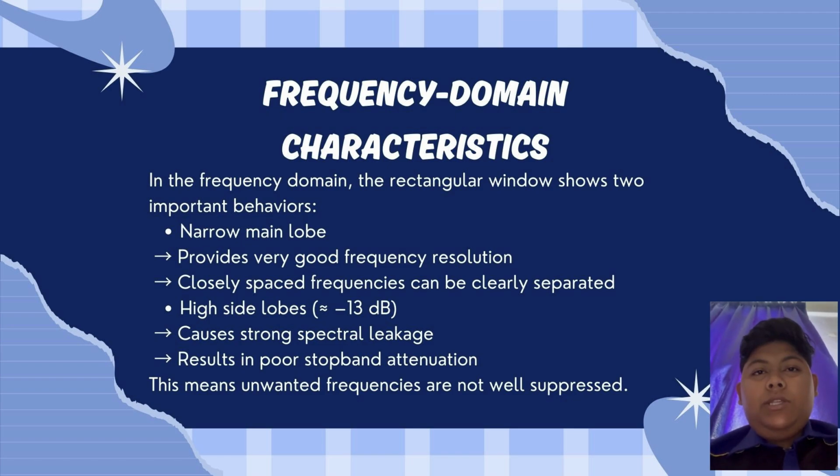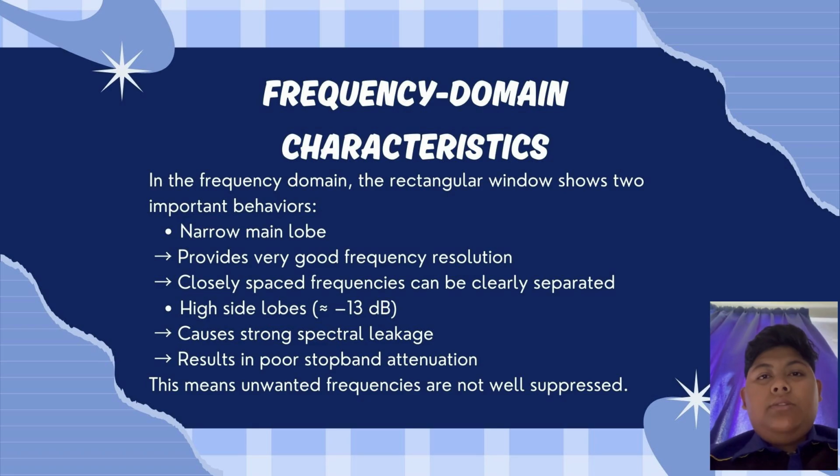Frequency domain characteristic. In the frequency domain, the rectangular window shows two important behaviors. Narrow main lobe provides very good frequency resolution. Closely spaced frequencies can be clearly separated. High side lobes, negative 13 dB, cause strong spectral leakage and result in poor stop-band attenuation, which means unwanted frequencies are not well suppressed.